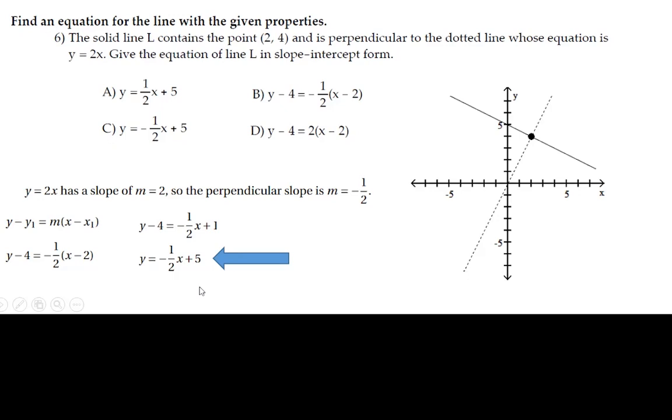You also could have set up y = mx + b directly for slope-intercept form. Plug in m, y, and x, solve for b, and you would get b = 5. And you can get the answer that way as well.